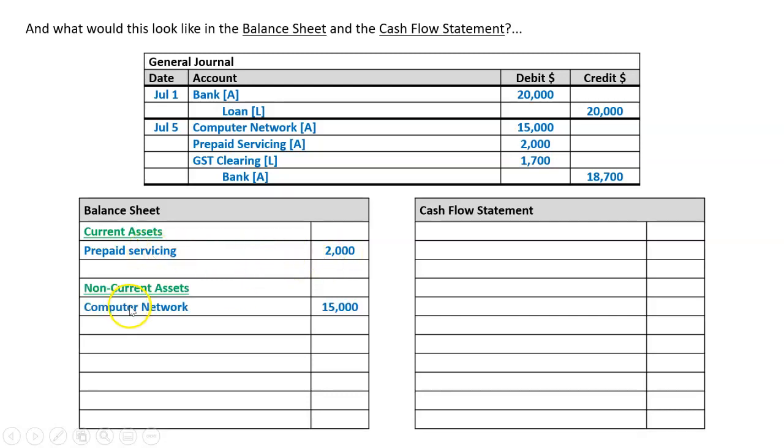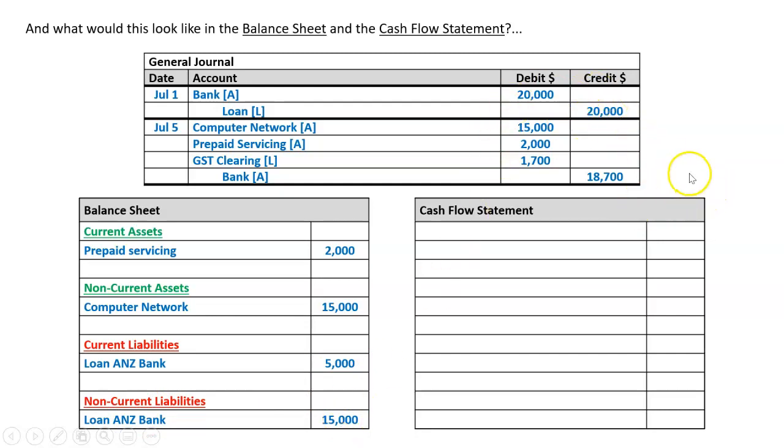Now, under non-current assets, I will have the computer network here. I got an asset there, $15,000. So that is an asset called computer network. However, I've got this loan, this loan for $20,000, and it was a $20,000 loan repayable at $5,000 per year. So I better put $5,000 as a current liability, and then I better put the rest as a non-current liability. So 5 and 15 is 20. That accounts for all of that loan.